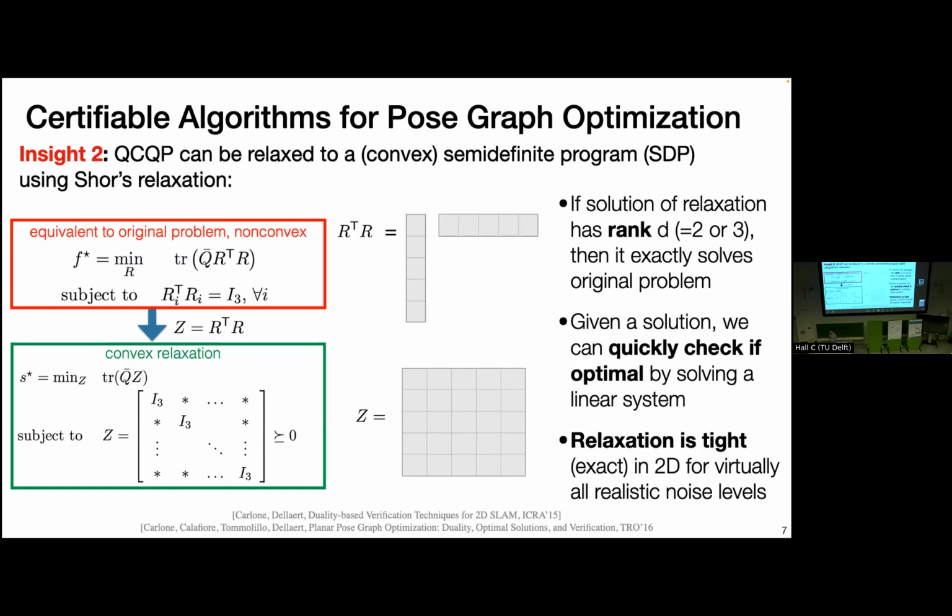And finally, probably the coolest observation, which we were amazed to see a few years ago, is that the relaxation is tight, meaning that in practice, you get rank 2 or rank 3 solutions virtually for all realistic noise levels. I remember when we were doing this for 2D pose-graph optimization, to break the relaxation, you have to get to noise levels which you never find in practice.